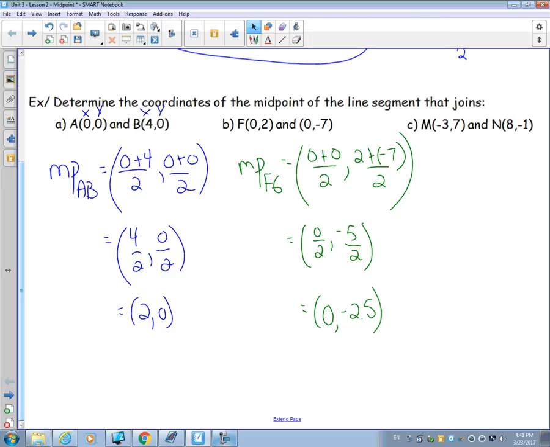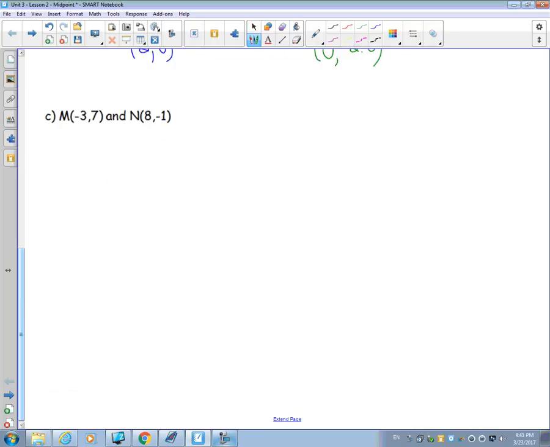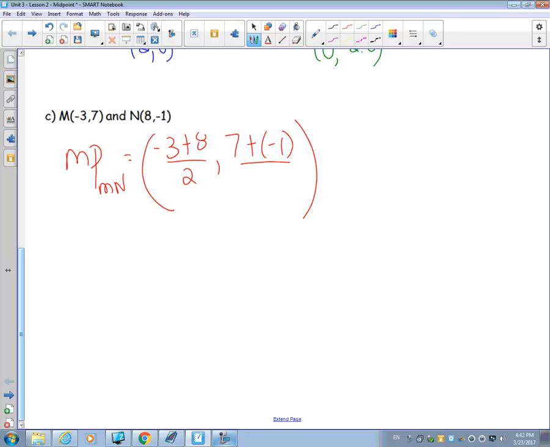And try the third one. I'm just going to move it so it's all the way down here. And I want the midpoint of MN. What are we going to get? Negative 3 plus 8 and 7 plus negative 1. Again, be careful with our signs. So on the top, negative 3 plus 8 is 5 over 2. 7 plus negative 1 is 6 over 2, which gives us 2.5 and 3. The only trick here is be careful to put the x's together with x's, y's with y's, and then your signs.